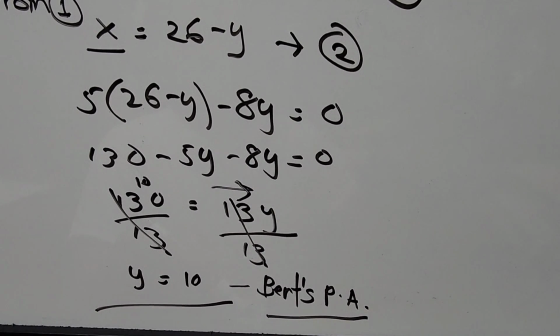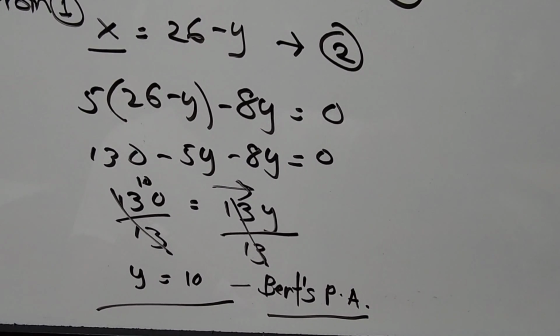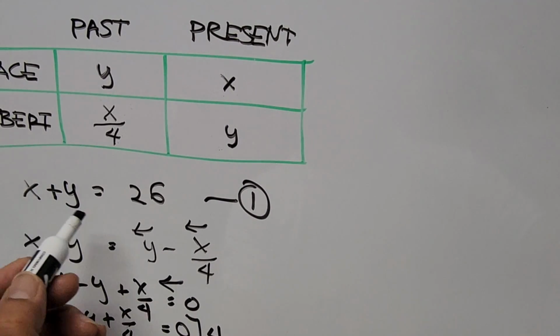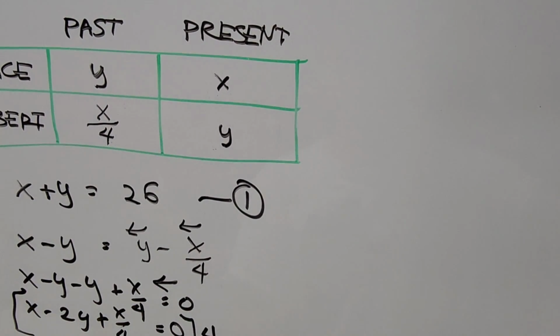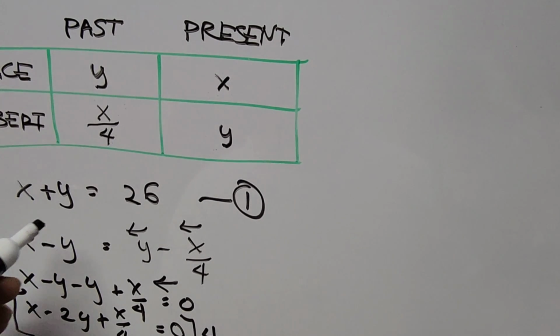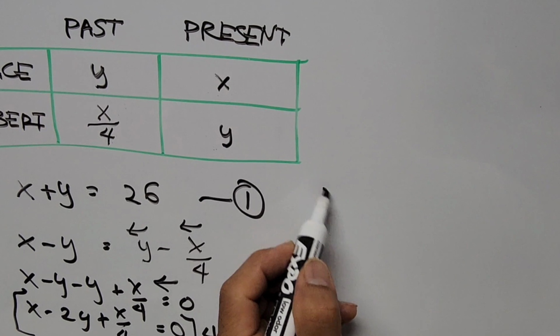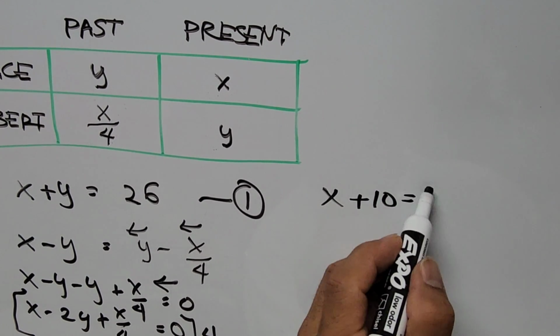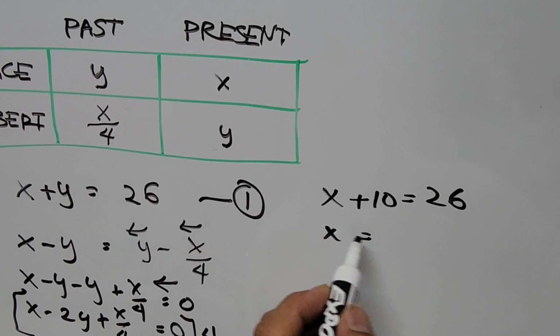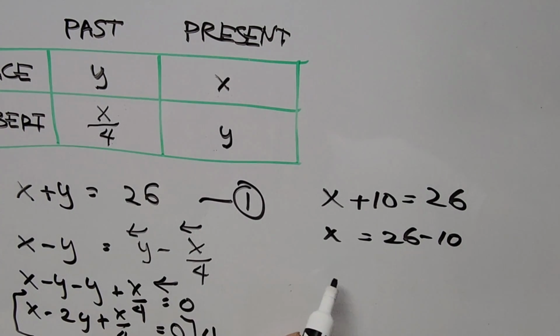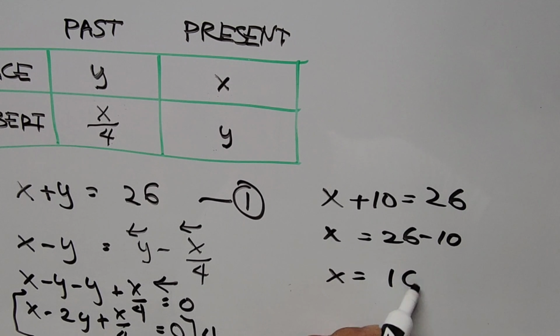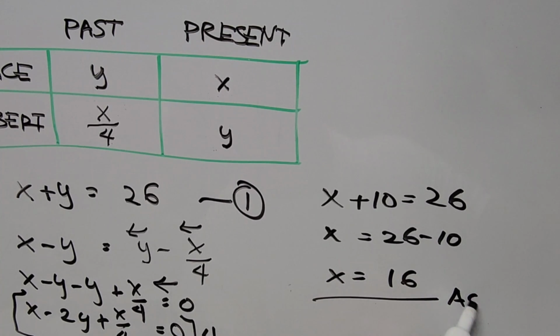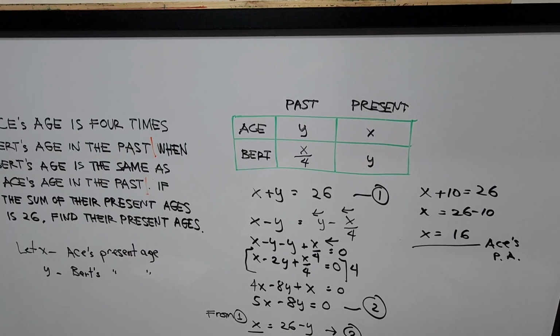Now let's solve for A's present age. That is x. So from equation 1 we have x plus y equals 26. And we have found that the value of y is 10. So we have x plus 10 equals 26. So x is equal to 26 minus 10. This is 16. This is A's present age. And so now let's check our answer.